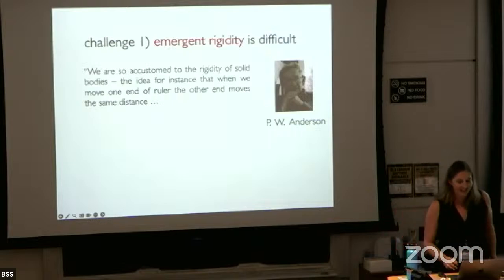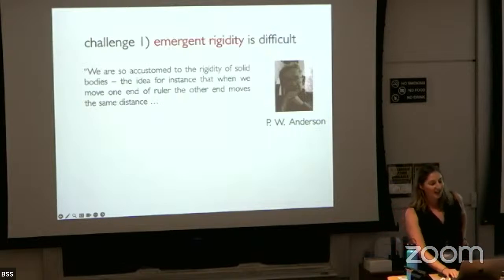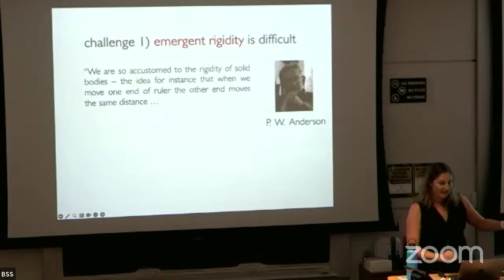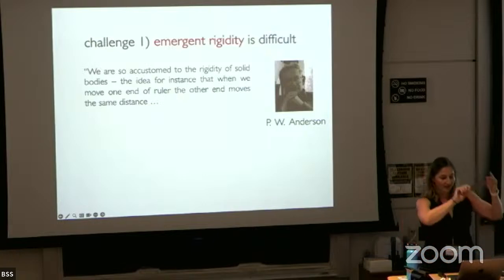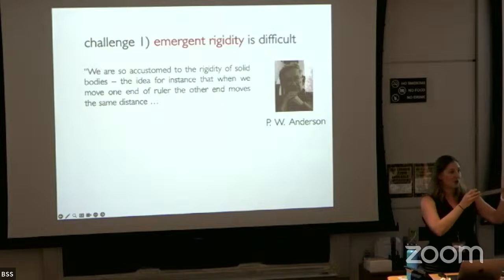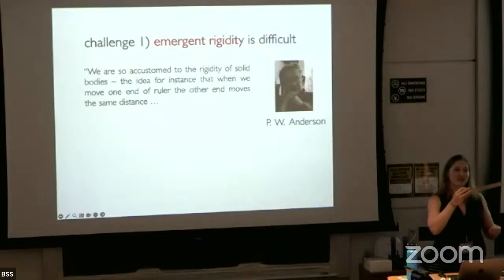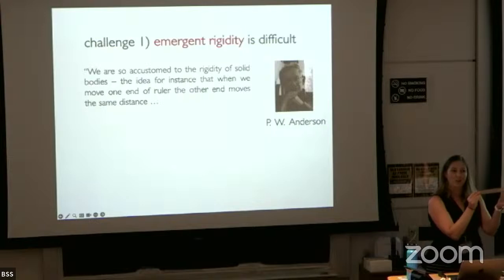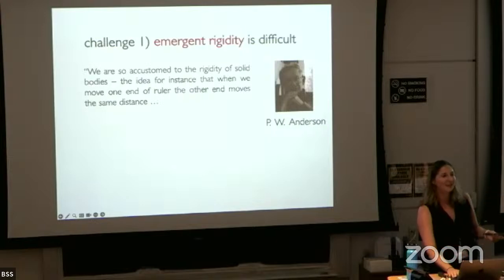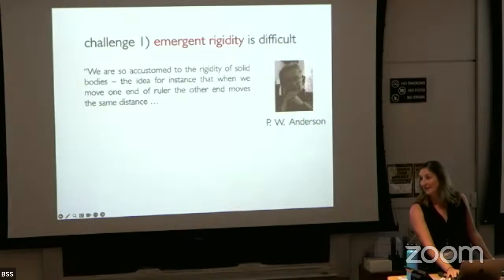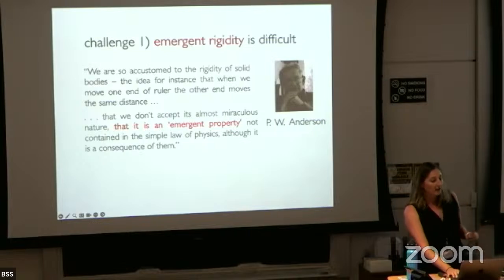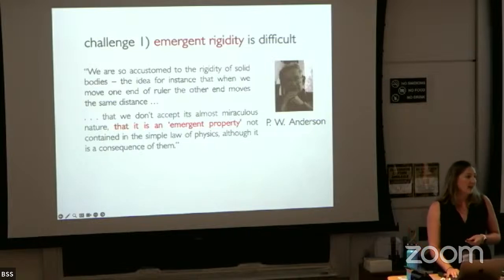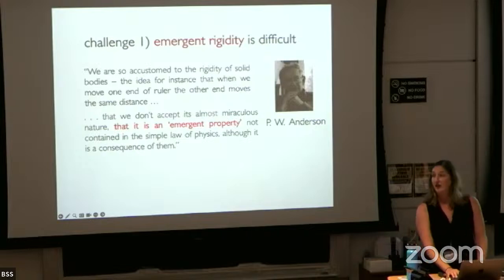So what he said was, we are so accustomed to the rigidity of solid bodies, the idea, for instance, that if I have a ruler, and I push on one end and the other end moves the same distance, this is a solid. Why does it do that? Okay, you might be like, of course it does that, Lisa. But why? Explain why in terms of math. It's not trivial, right? But we don't accept its almost miraculous nature, that it's an emergent property not contained in the simple laws of physics, although it's a consequence.